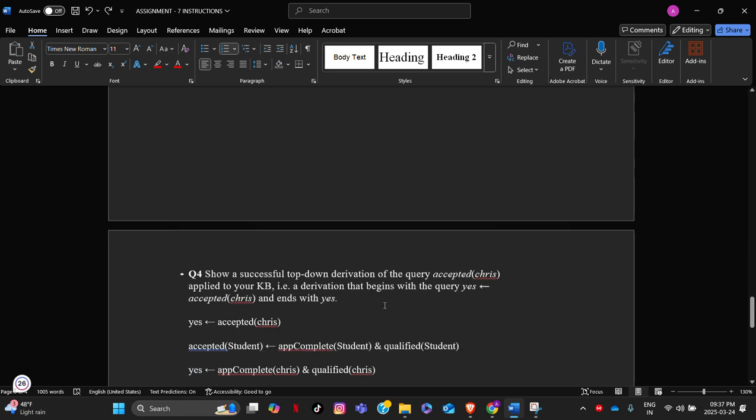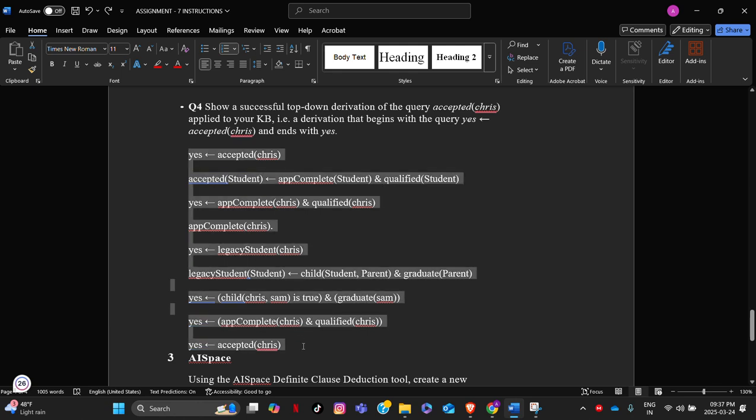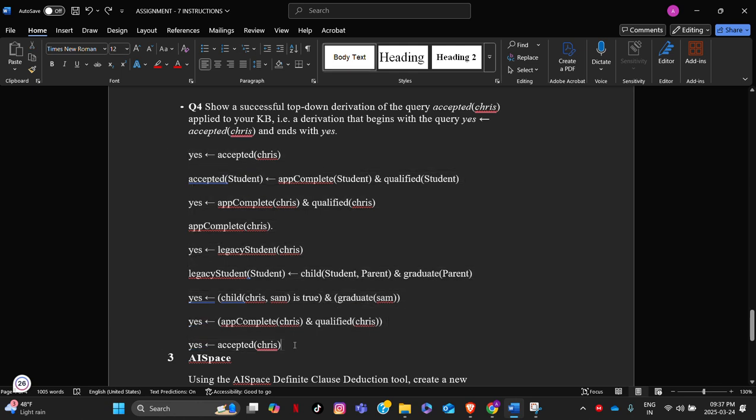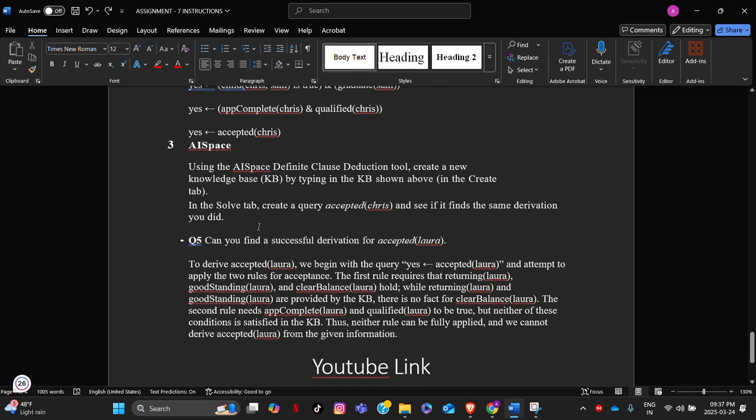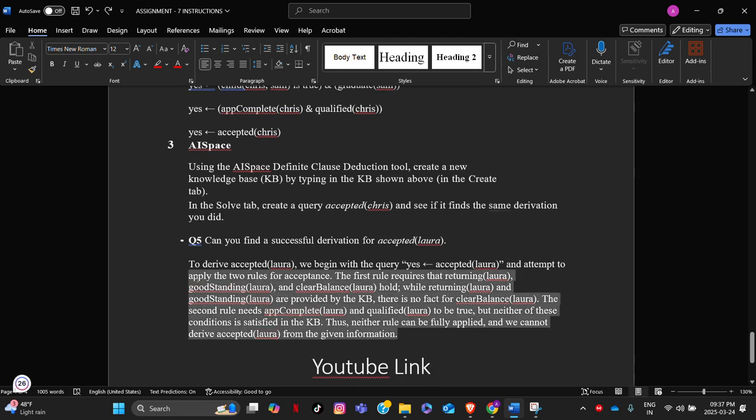So this might affect whether she gets accepted or not. Now in this question, they are asking if Chris will be accepted or not. Here is my theory that Chris will be accepted. And in the next question, I have been asked if Laura will be accepted. I have used AI Space for both of them, and these are the answers that you can study my theory. Now I will show you how it can be performed in AI Space.